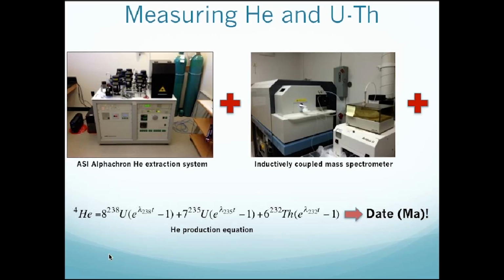So we got our dates by measuring the helium, uranium, and thorium. So we have our helium extraction system, which gave us our helium-4. We have our ICP-MS, which gave us our uranium and thorium. We plugged it into our equation, like I said before, and we got our dates. So what did we find?